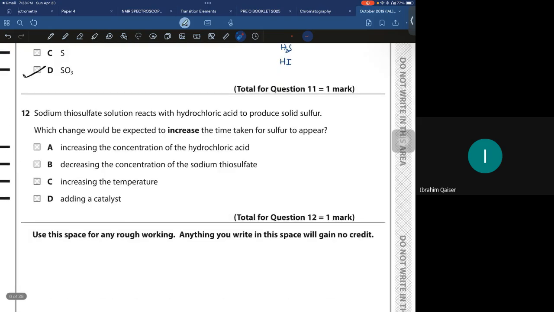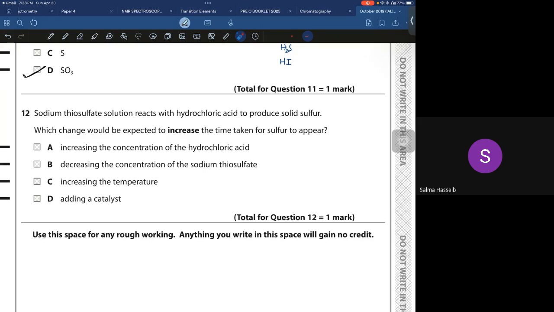See question 12. Sodium thiosulfate solution reacts with hydrochloric acid to produce solid sulfur. Which change would be expected to increase the time taken for sulfur to appear? Sodium thiosulfate reacts with hydrochloric acid to produce solid sulfur. It's a chemical reaction. Which change would be expected to increase the time?